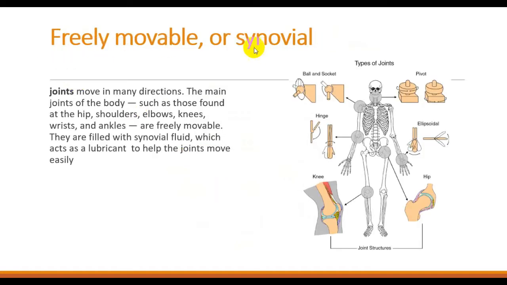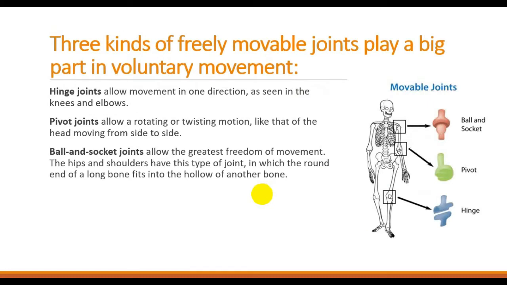Freely movable or synovial joints are the kind of joints that we can move freely in each direction that we want. For example, the shoulder, neck, elbow, wrist, knee, and the hip can be good examples of this kind of freely movable joint. There is a liquid between each bone, which we call the synovial fluid. There are three kinds of freely movable joints.